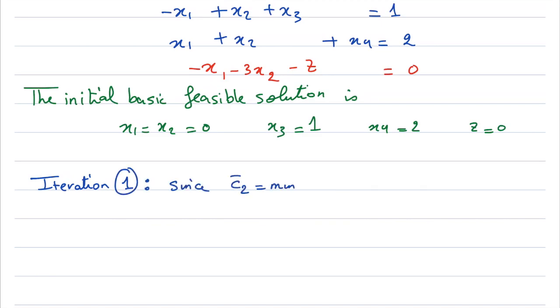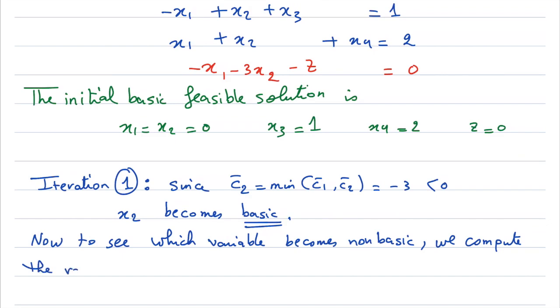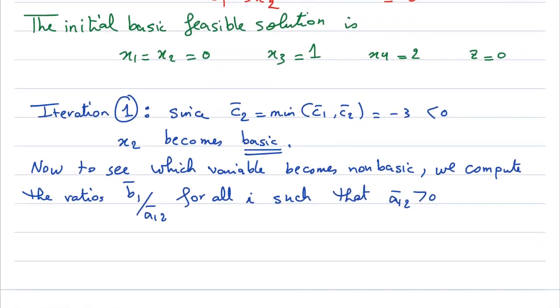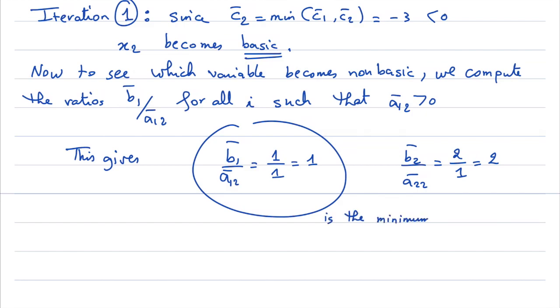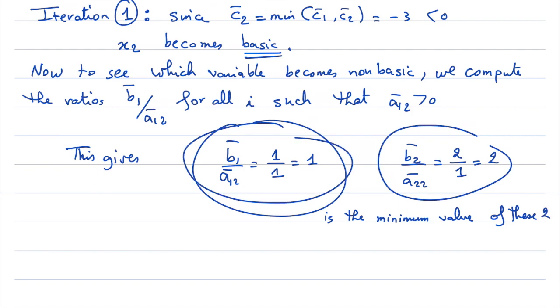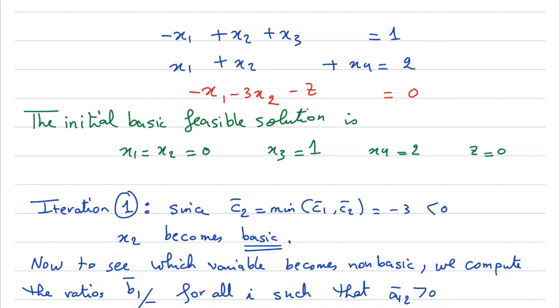Iteration number 1: since c2, minus 3, is the minimum of c1 and c2, x2 becomes basic. Now, to see which variable becomes non-basic, we compute the ratio bi over ai2 for all i such that ai2 is greater than 0. This gives the ratios 1 over 1 equal 1 and 2 over 1 equal 2. The first is less between these two equations. This means the basic variable with unitary coefficient in row 1 of the system leaves the basis here, as you see.